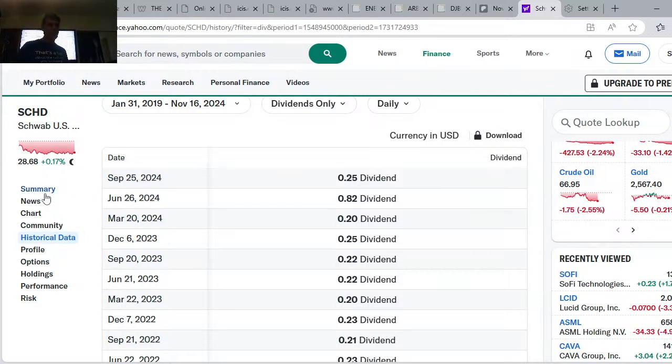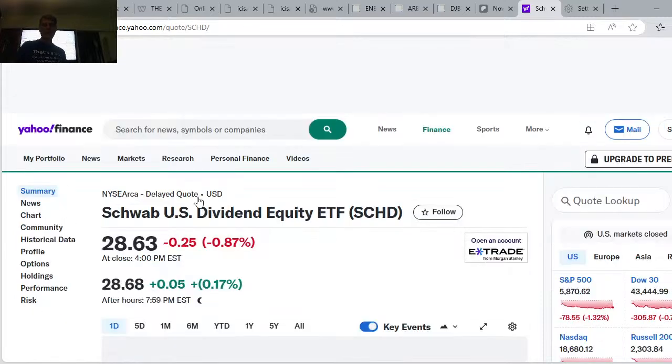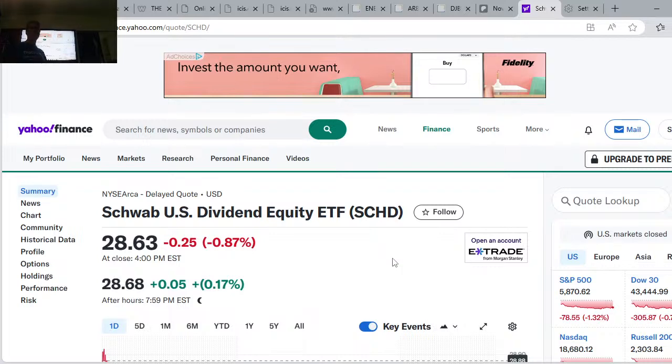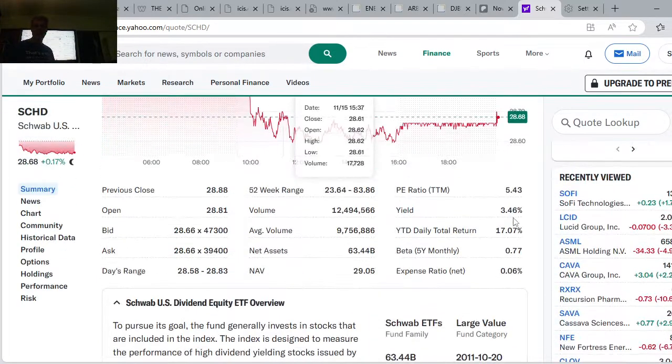So let's go to the summary, SCHD. Summary tells you if you invest your money, right now it's $28.63 per share. Take a look at what your yield is. Year-to-date total profit, 17%. Not that good. The yield, 3.46. Do you understand that?